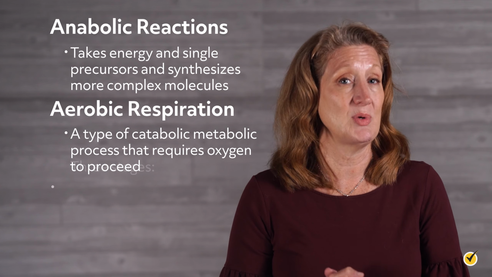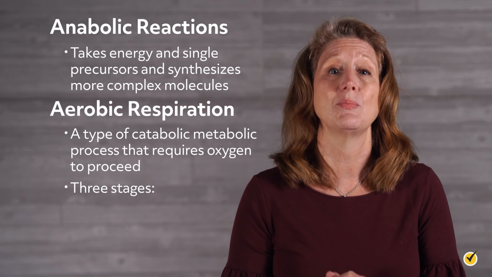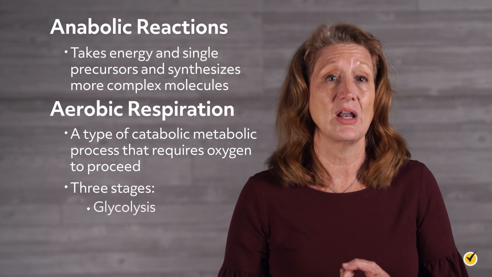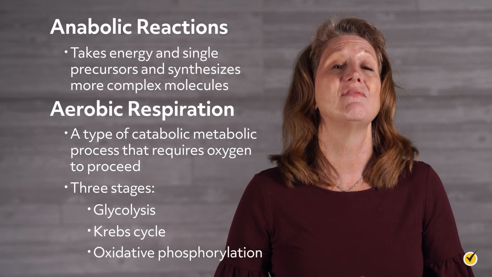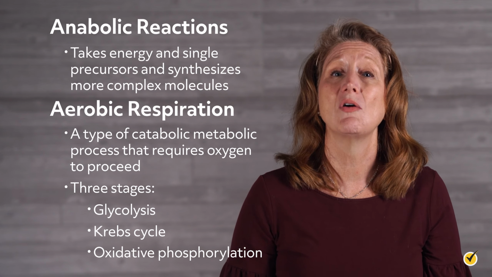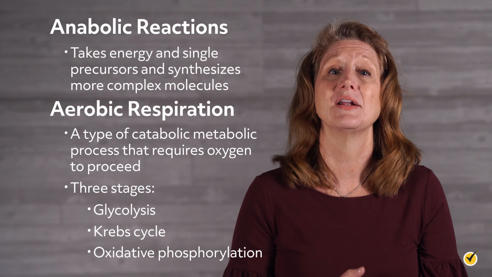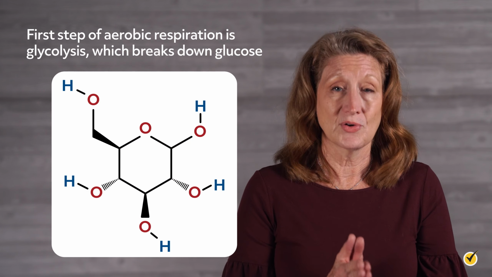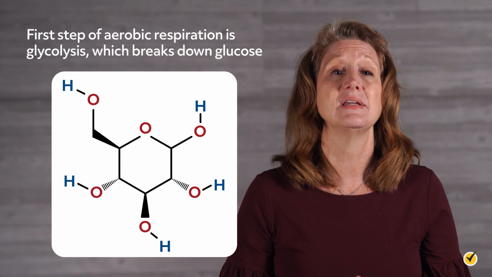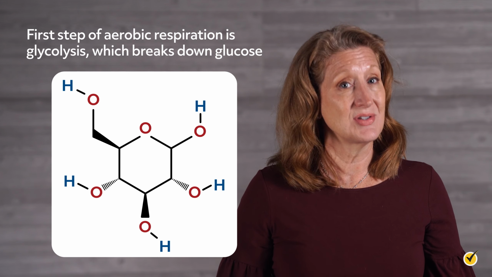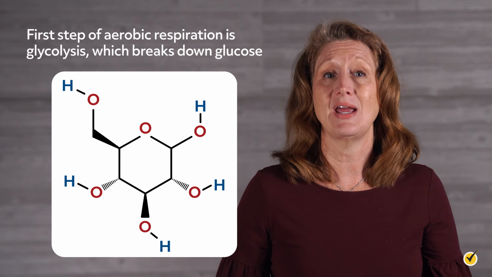It's made up of 3 stages that each have multiple steps: glycolysis, the Krebs cycle, and oxidative phosphorylation. Let's go over each of these processes in a little more depth. The first step of both aerobic and anaerobic respiration is glycolysis, which does not require oxygen in either case.